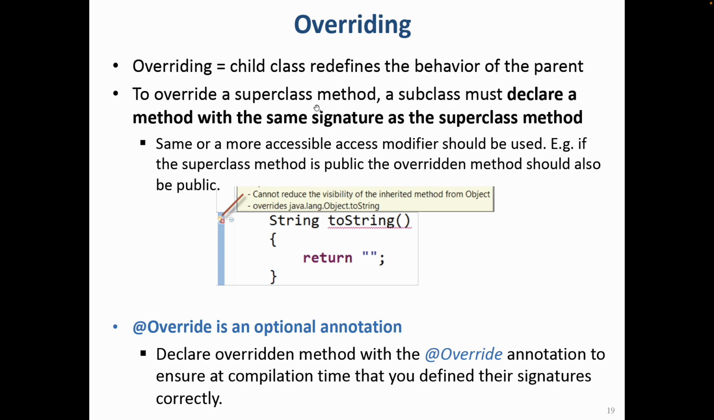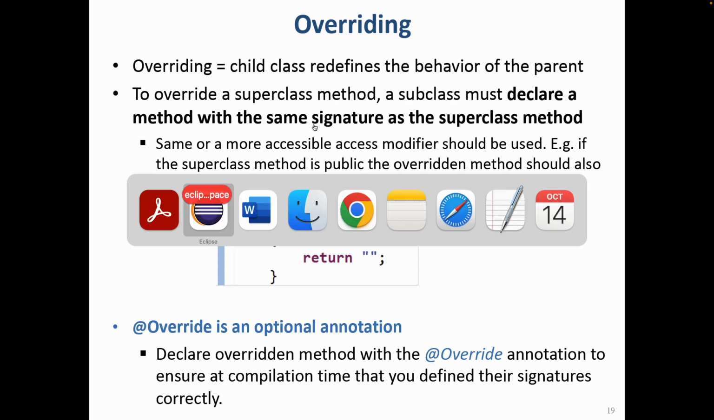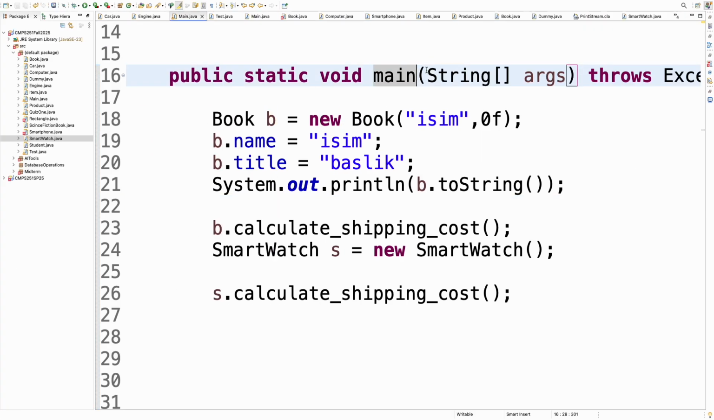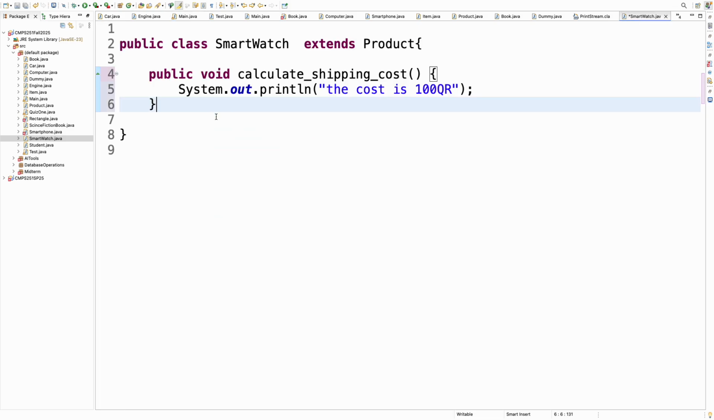Let me check if I missed anything. Oh yeah. When we are overriding, I said it, but I want to emphasize that the signature should be exactly the same. What it means is, the signature of this function is the name and the parameters. So the name is the same, but if I say this is a calculate shipping cost, but with some, I don't know, maybe some tax there. There's some tax there, okay?